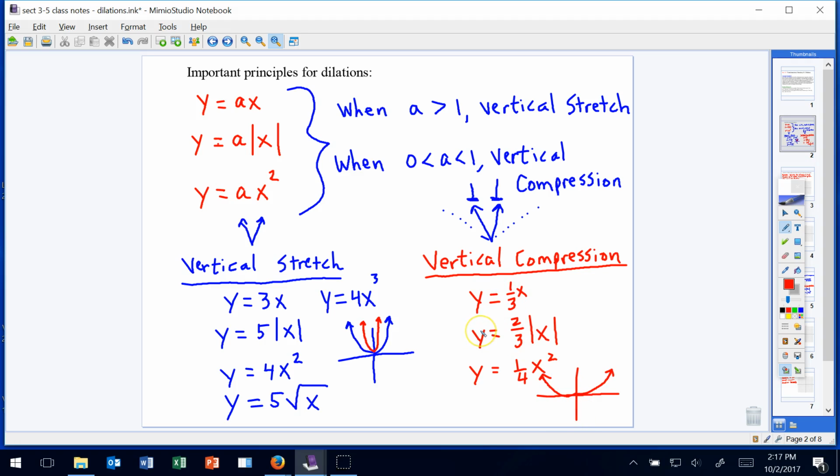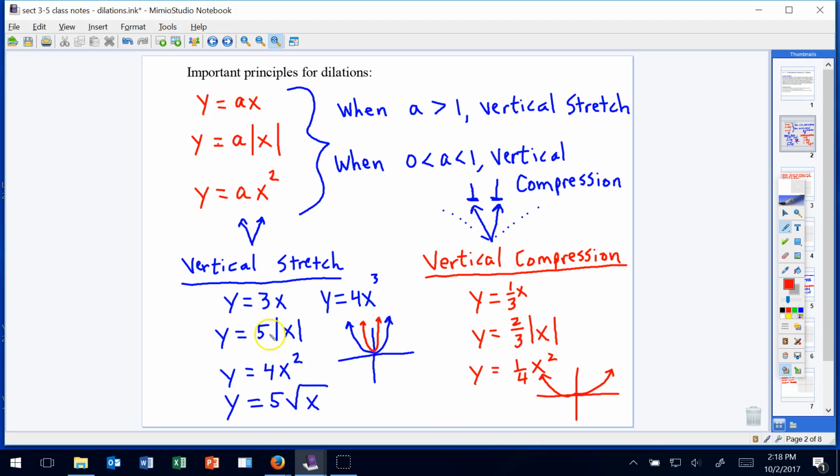So I just wanted to get a taste. I don't think we're going to deal with the horizontal stretch and compression right now, because it is going to come up. So let's just take a look at those. It really amounts to the positioning of these numbers. Notice that for vertical, we're outside.